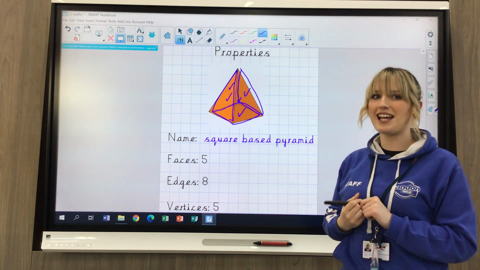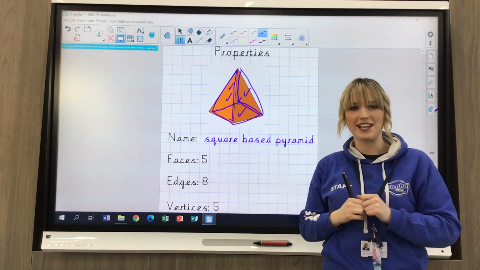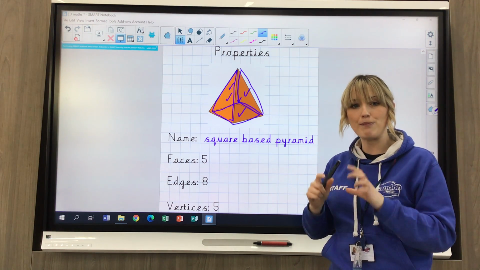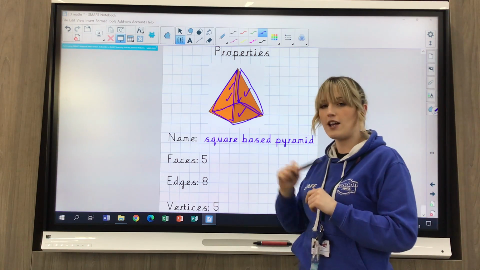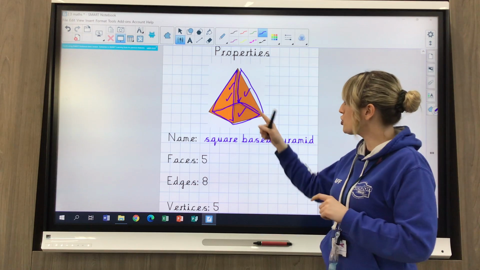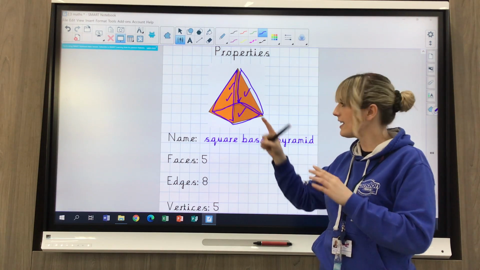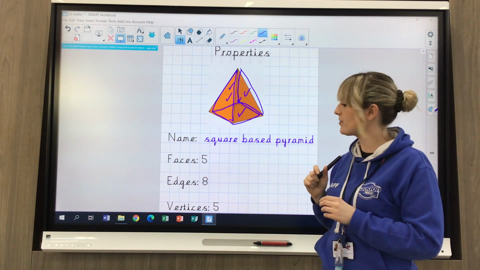It's quite hard to count them when it's a picture. It's much easier if you can see that shape in person, because you can turn it round and count all of the faces. But faces mean the 2D shapes that make it a 3D shape, okay?